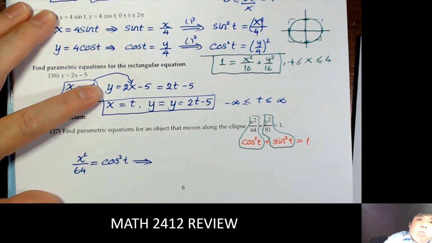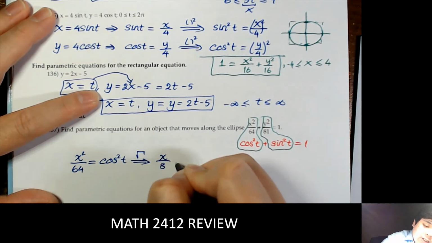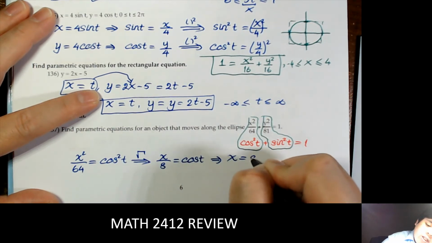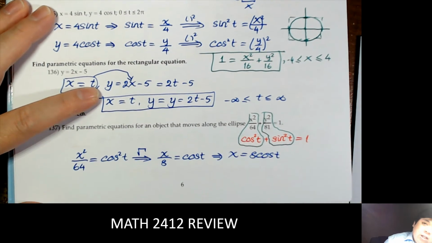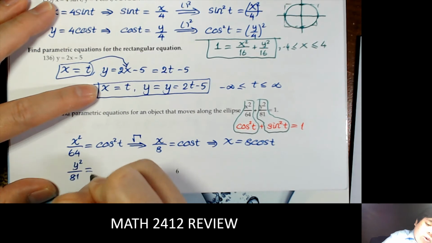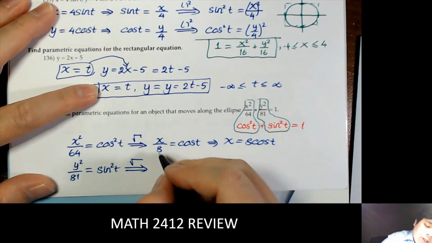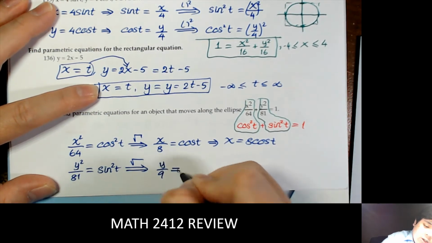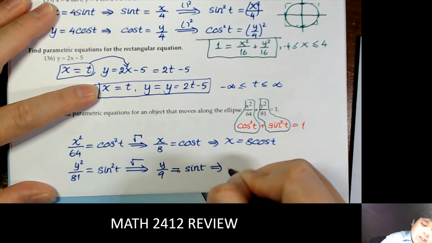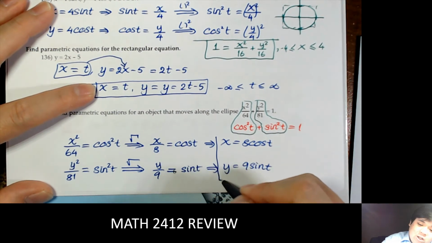We can take the square root on both sides, right? That gives us x over 8 equal to cosine of t, so x equals 8 cosine t. Similarly, y squared over 81 equals sine squared, so we take the square root. y over 9 equals sine of t, so y equals 9 sine t. So we have a parametric equation, x and y in terms of t.